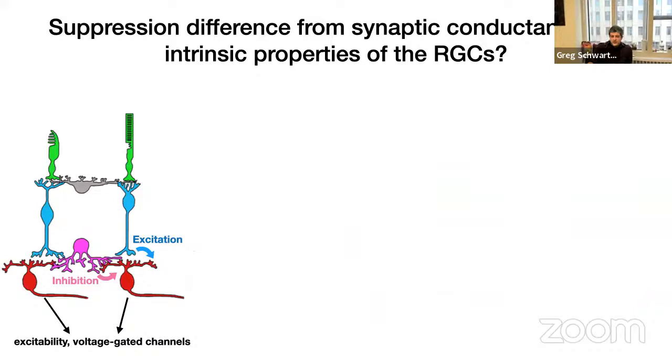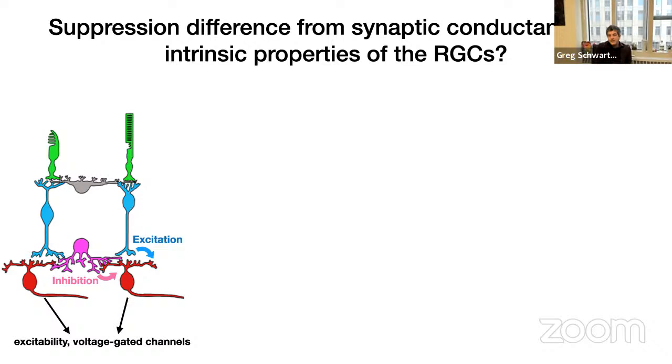Okay, so let's start at the bottom. We're going to work our way backwards up, and we're just going to test different hypotheses along the way. So what if the suppression difference is from the synaptic conductances, or what if it's from the intrinsic properties of the ganglion cells? Neural computation is controlled both by the inputs to the cell and by the cell's own ion channels and intrinsic properties. So how can we dissociate those two?